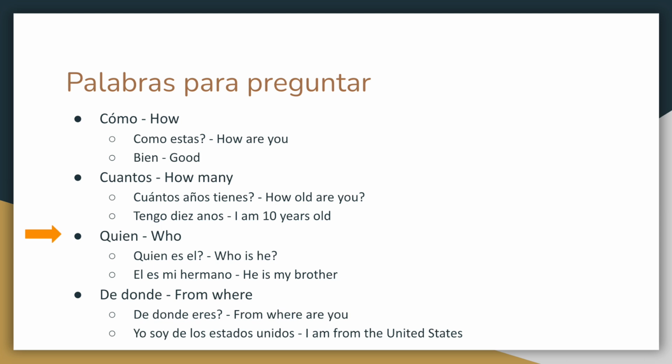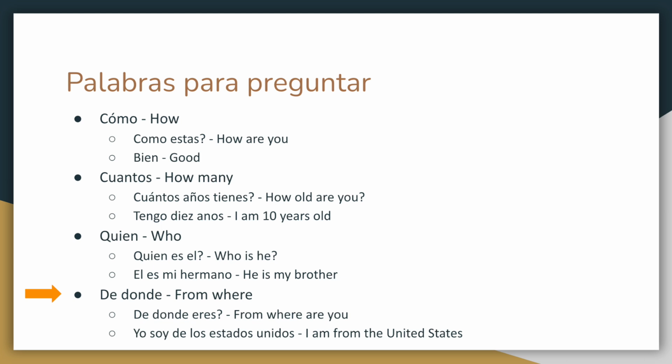Next is quién, which means who. So an example would be ¿quién es él?, and we know that quién means who, and we know from the verb ser that es means is, and we also know that from our pronouns, él means he. So who is he? And then we can say él es mi hermano. So we know that él means he, es means is, mi means my, and hermano means brother. So él es mi hermano is he is my brother.